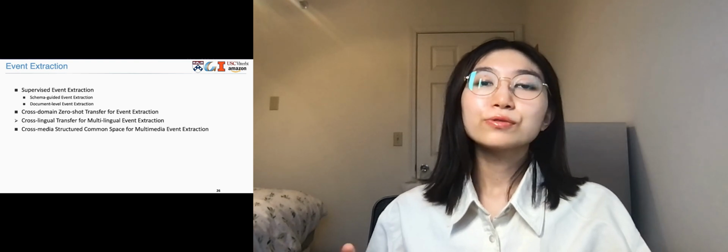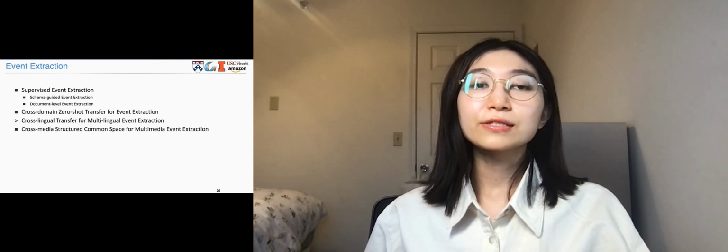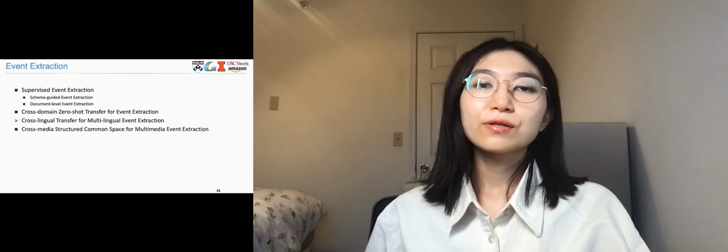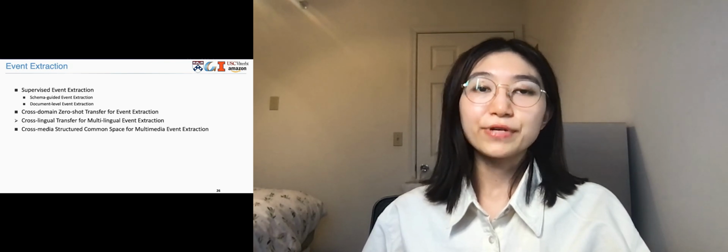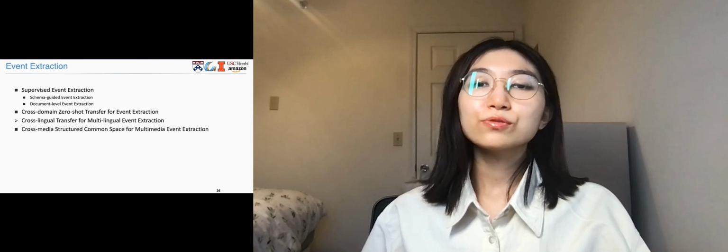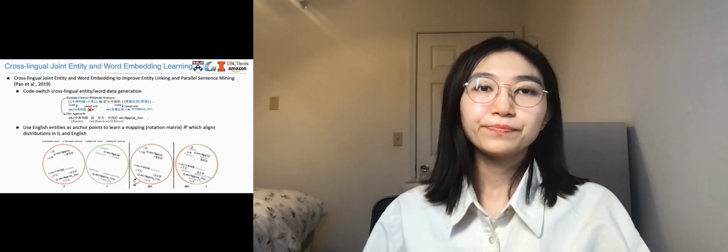Okay, now we know how to deal with new event types in new domains. Let's talk about cross-lingual transfer. There are around 300 languages in the world, and most of them are low-resource languages due to the difficulty of IE annotation. So it's important to perform cross-lingual transfer for these low-resource languages.